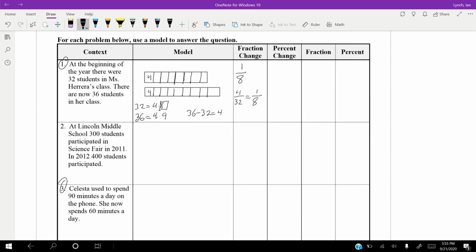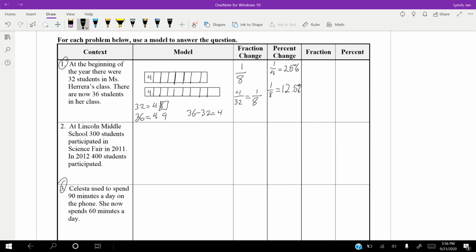Now our percent change here is a little bit tricky. All right. We know that 1/4 is 25%. So 1/8, being half of that, is 12.5%. Okay, guys? So that's our percent change there.